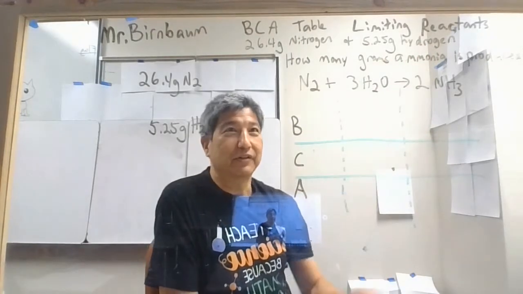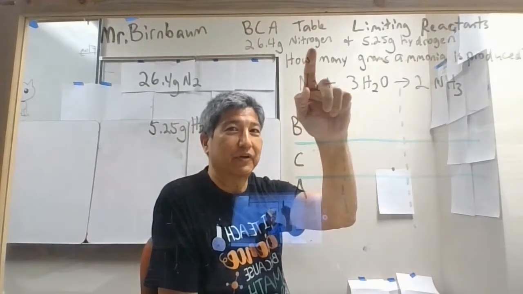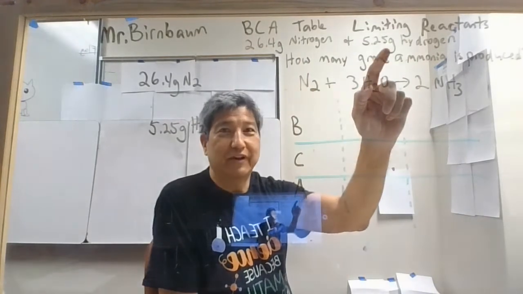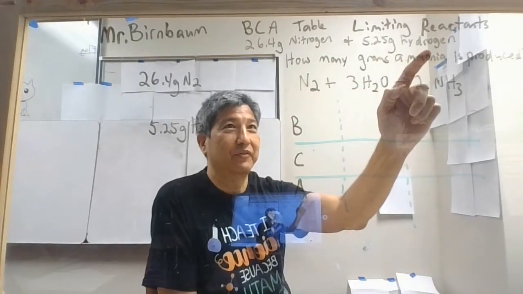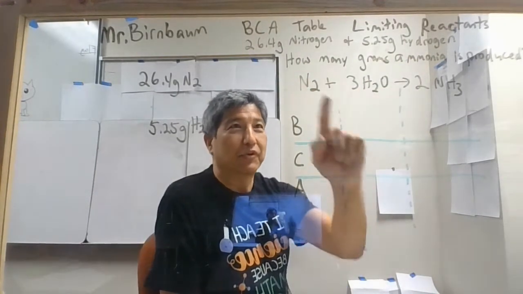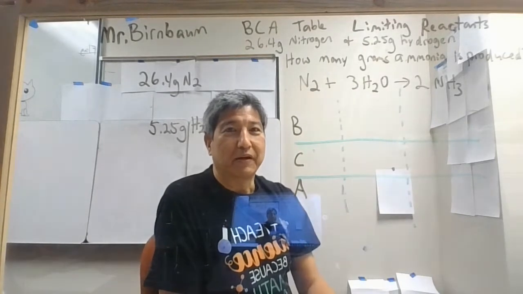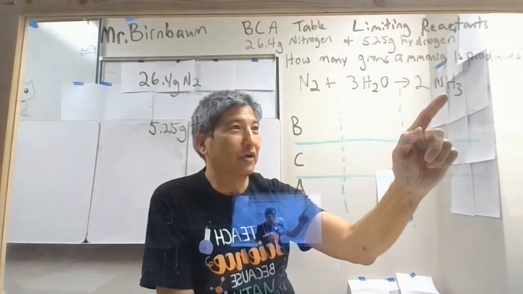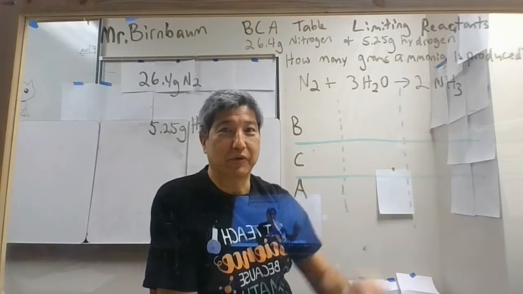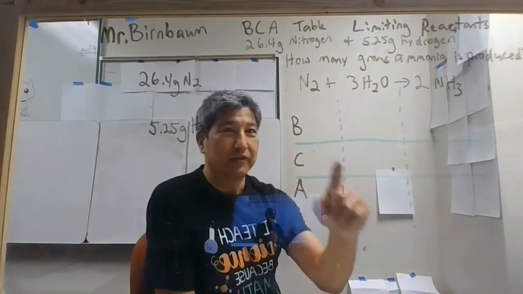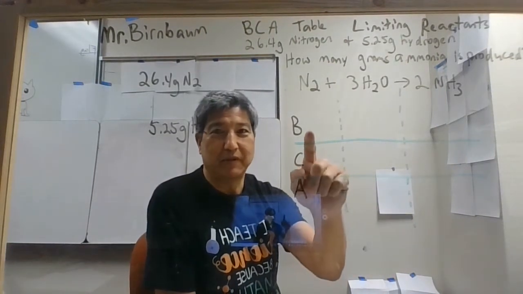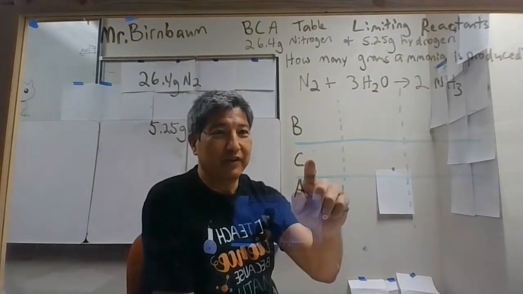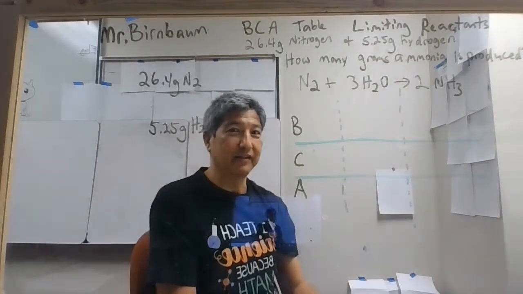And in this question, we've got 26.4 grams of nitrogen and 5.25 grams of hydrogen. So here's our balanced equation, and we want to know how many grams of ammonia, NH3, we're going to have at the end of this. So here's our BCA table. B stands for before, C is the change, and A is after.